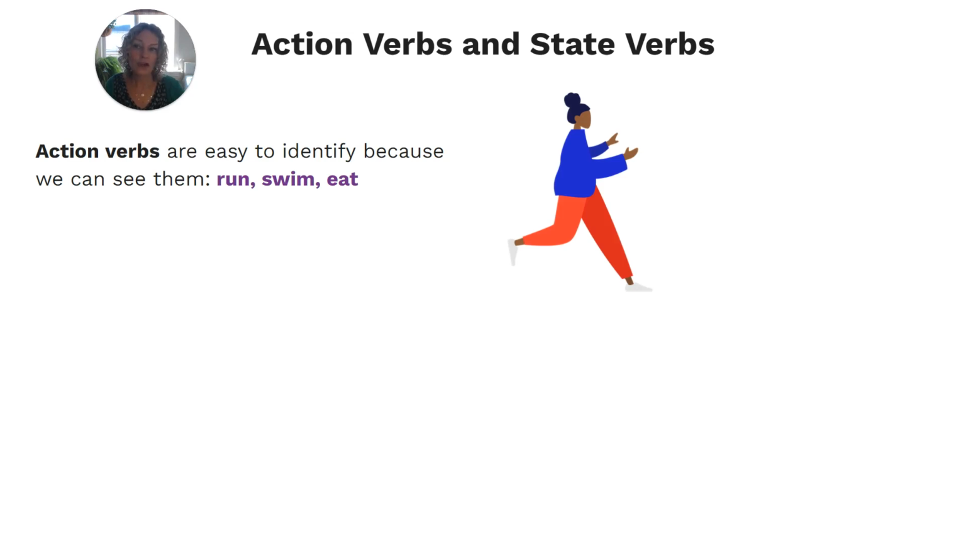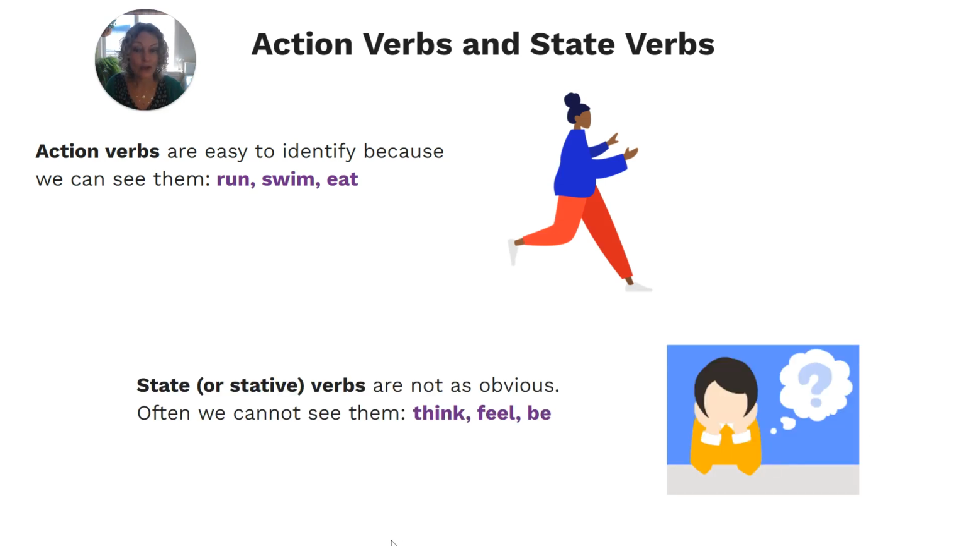So action verbs are easy to identify because we can see them, like run. We can see that woman is running, or swim, or eat. But state verbs are not as obvious. Often we can't see them. They're verbs like think, feel, be. And so sometimes students don't realize that they actually are verbs.